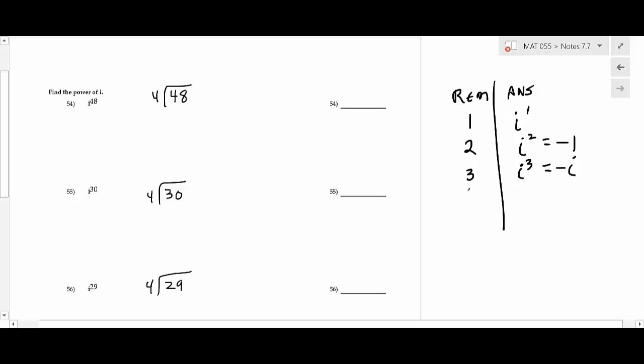Now, you're never going to end up with a remainder of 4, but you will end up with a remainder of 0, and if that's the case, then you just get 1, like that. That's how it goes, okay?